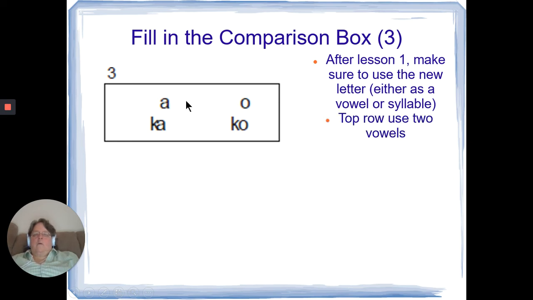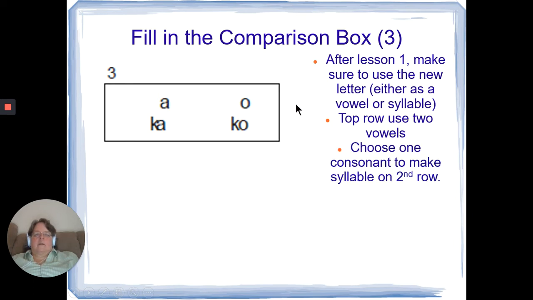So the top row, after lesson 1, always we're going to use 2 different vowels, and then you're going to pick 1 consonant here to make the second row of the syllable. Now, if the new letter in the lesson is a consonant, you want to make sure you use that consonant here. If the new letter you're teaching in the lesson is a vowel, you want to make sure that vowel appears in this row here.